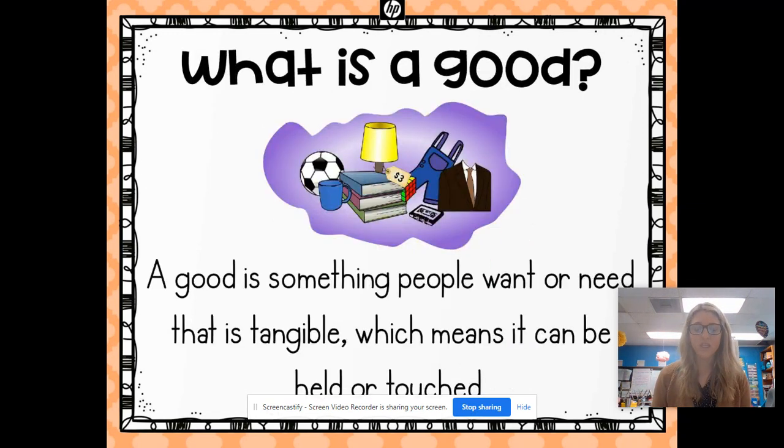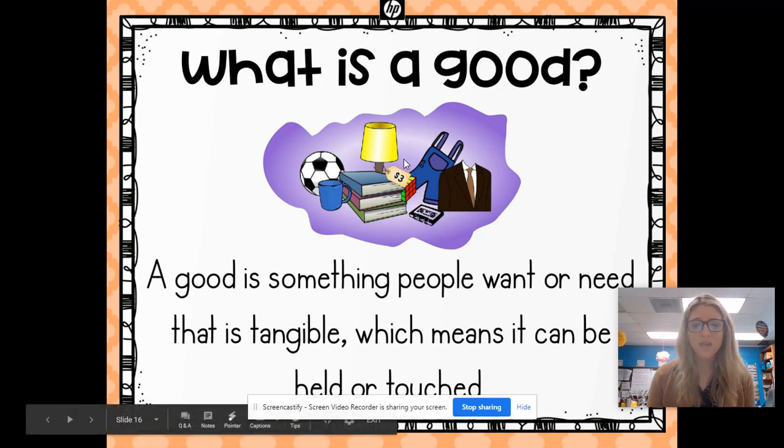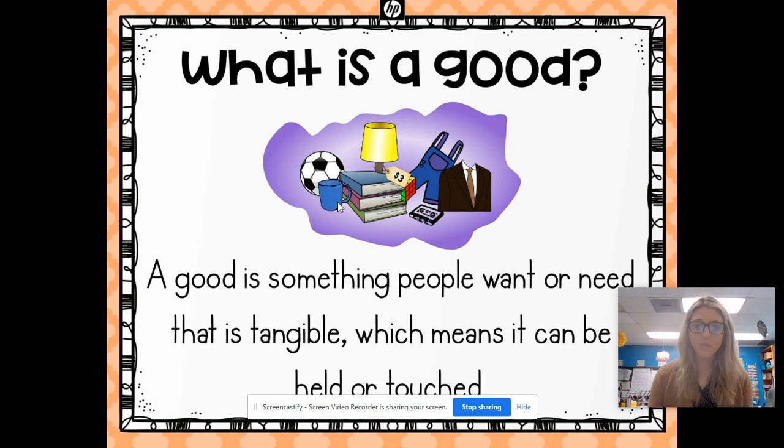Well, what is a good? A good is something people want or need, which is something that we learned previously. A want is something that you would like to have, and a need is something that you need to survive. A good is tangible, which means it can be held or it can be touched. For example, a soccer ball, a lamp, overalls, books, a cup, all of those are examples of goods.